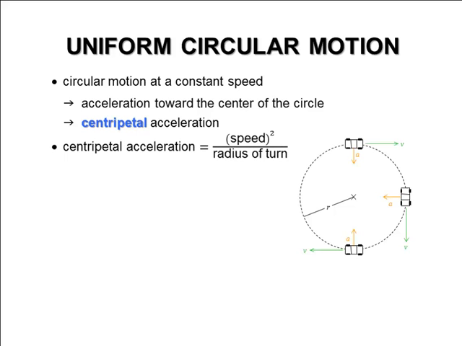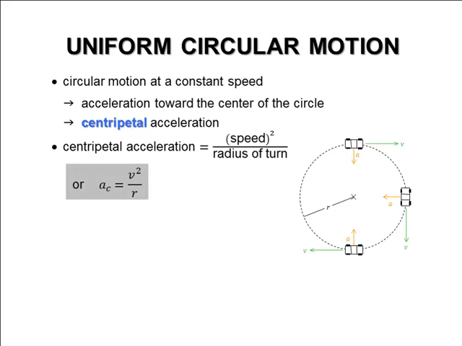So those are the 2 factors that go into determining the actual amount of acceleration when you're turning. It depends on the speed. Faster speeds, more acceleration, and it also depends on the radius of the turn. A smaller radius involves more acceleration. In fact, it's the speed squared divided by the radius of the turn.